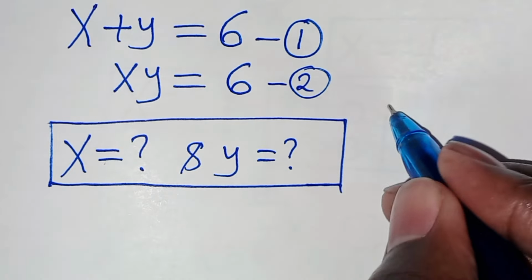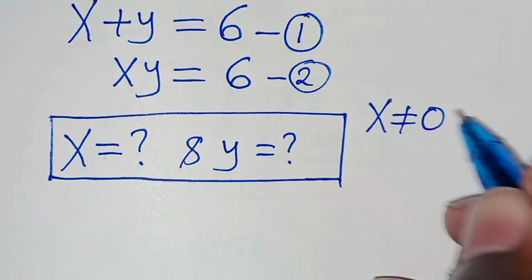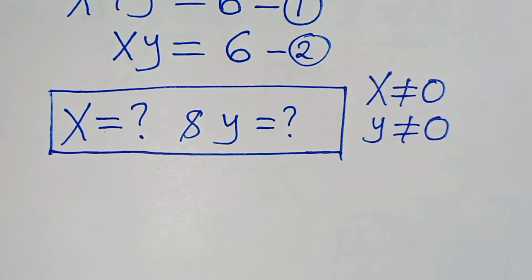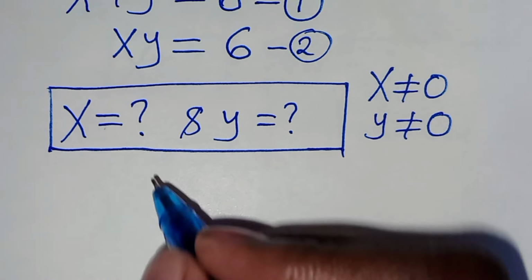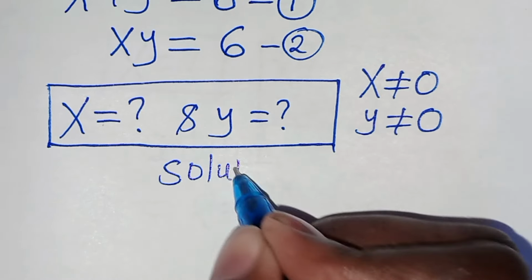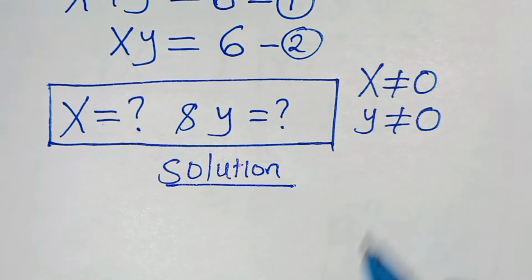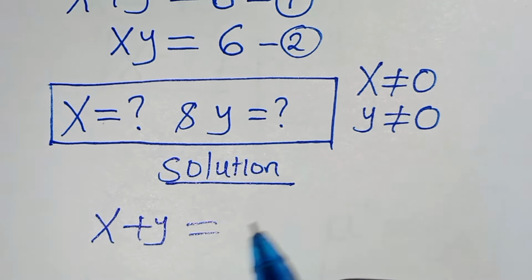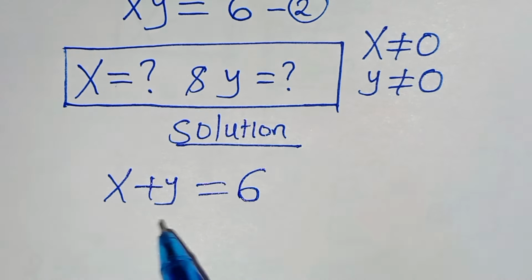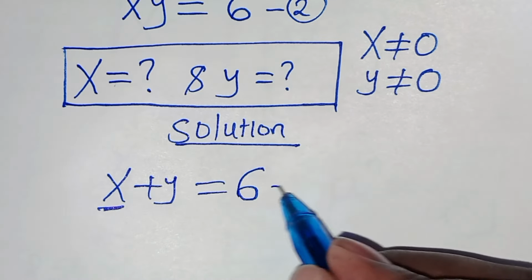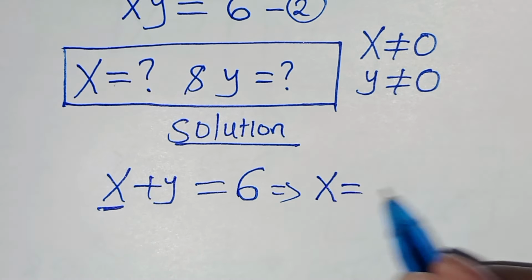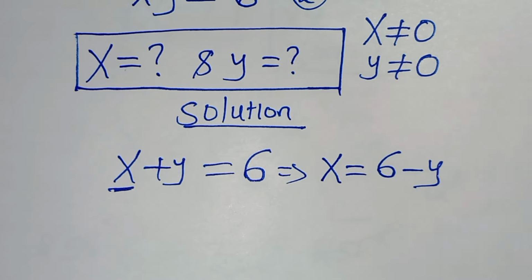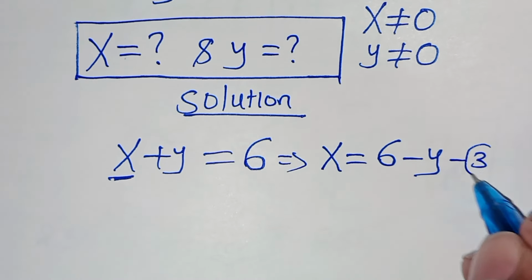Given that x is not equal to 0 and that y is also not equal to 0. So let's present the solution from here. From equation 1, which is x plus y equal to 6, let's make x the subject of the formula so that now x is equal to 6 minus y. Let's call this equation 3.